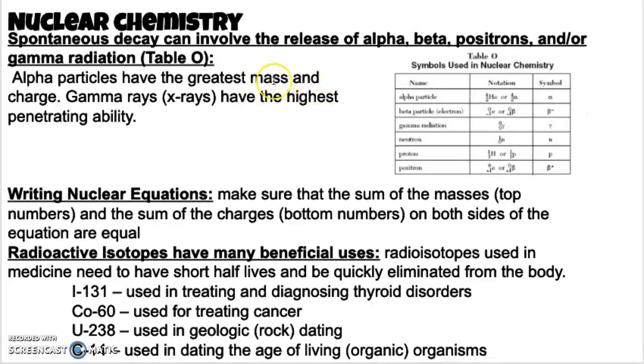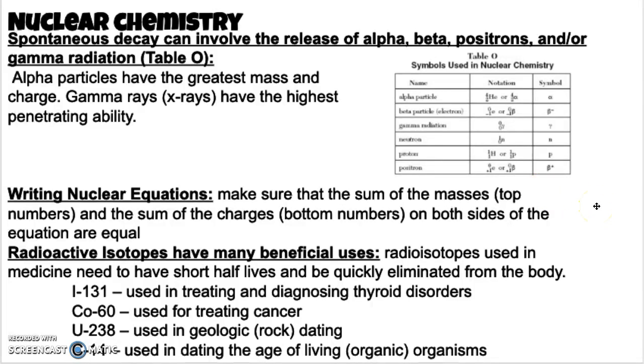An important piece to keep in mind is that alpha particles have the greatest mass, and you can see that here under alpha where it has a mass of 4. Gamma rays or X-rays have the highest penetrating power or penetrating ability, meaning they have a high energy and they can shoot through a pretty thick piece of aluminum foil.